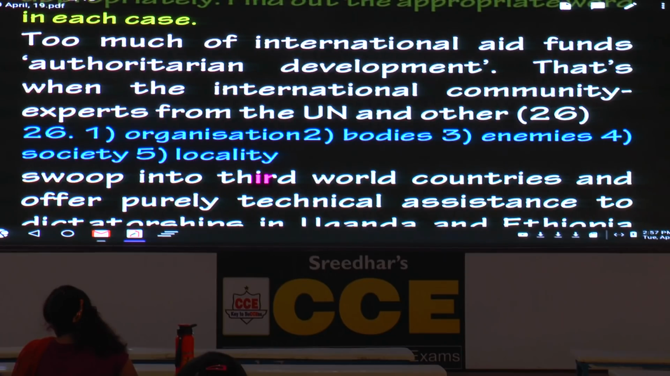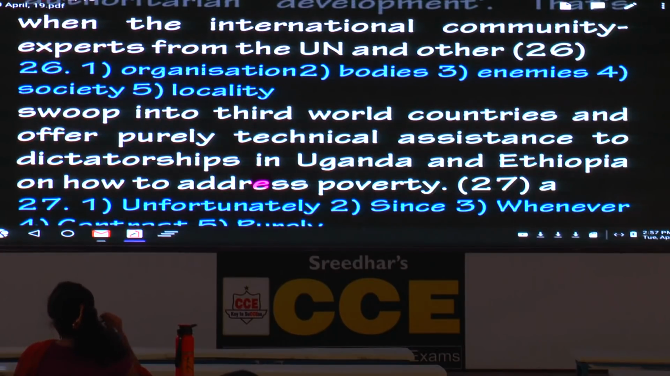Too much of international aid funds. Here funds is used as a verb. Funds what? Authoritarian development. That is when the international community, experts from the UN and other singular or plural? Will you say other student or other students? Generally plural form. So what is the first option here? The key says the first option, which is not correct. Had it been organizations, it would have been right.